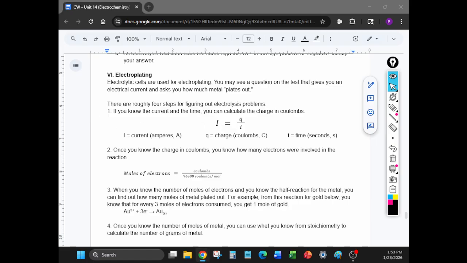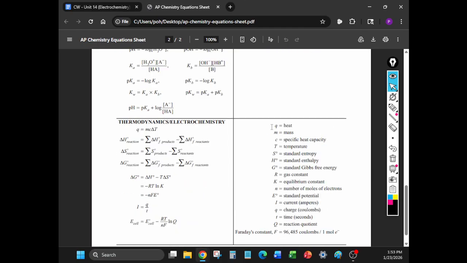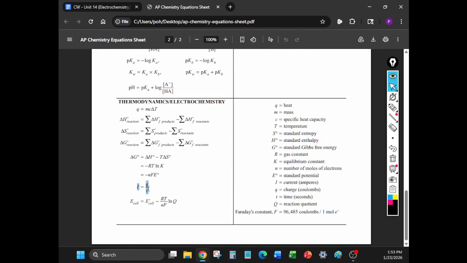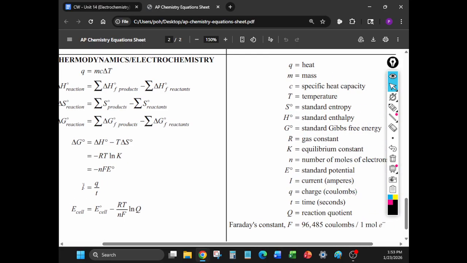So if we pull up our AP equation sheet, at the very bottom, you will see this equation right here. Now, before we move on, I want to highlight what the units of measurement are going to be. I is the current, and it is in amperes. Q is the charge in coulombs, and T is the time in seconds.